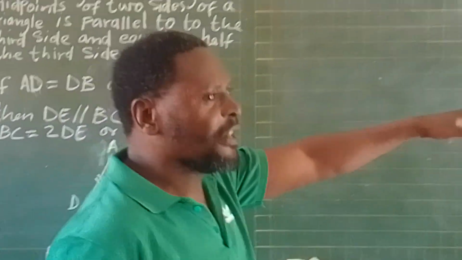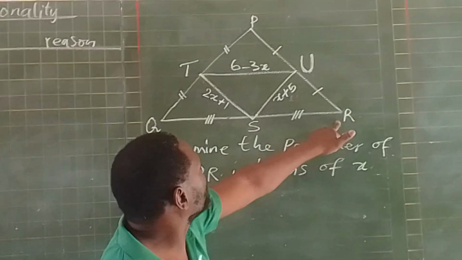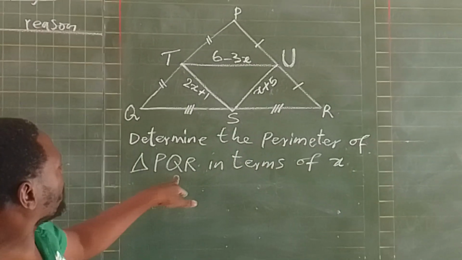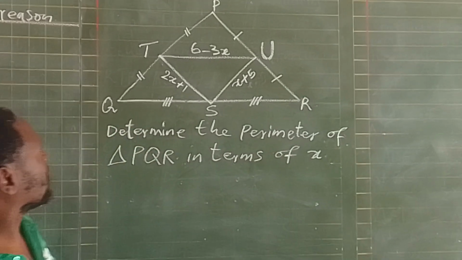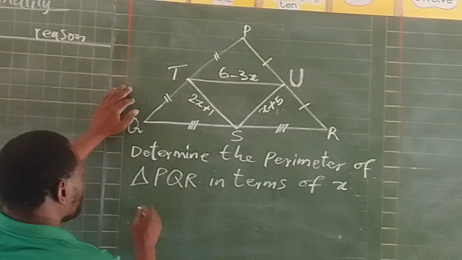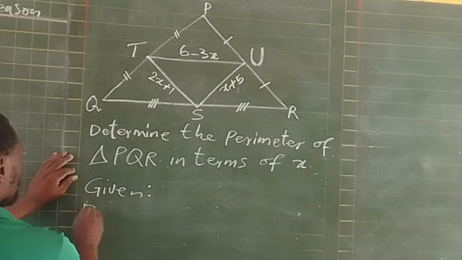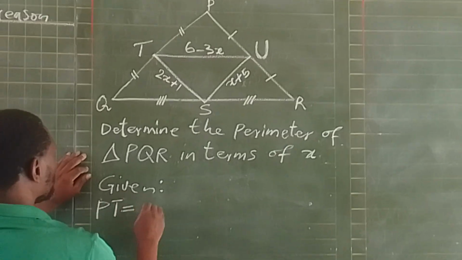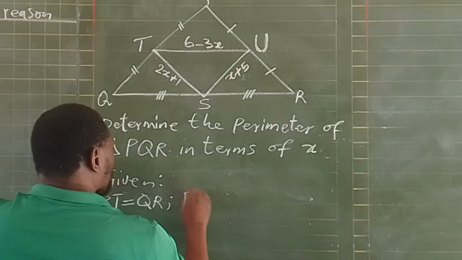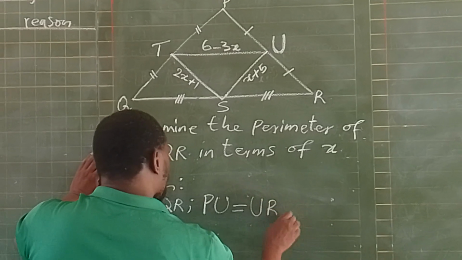You are given the problem like this. This is triangle PQR. Then they say determine the perimeter of triangle PQR in terms of x. Let's write the given. You are given PT equals TQ, you have PU equals UR, and QS is equal to SR.